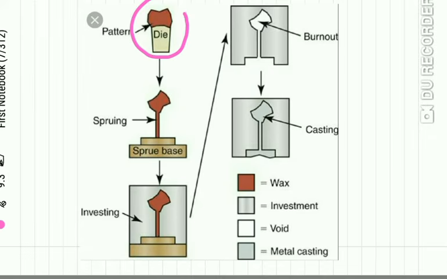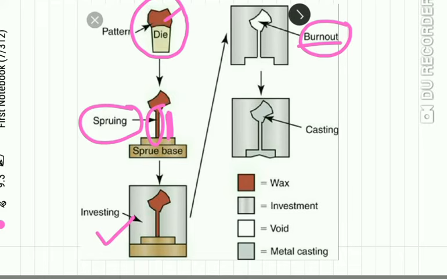Suppose this is a die with a prepared wax pattern on it, which is shown in red color. Now, this wax pattern is connected to a sprue. You can see a vertical line here, showing the sprue. This wax pattern along with the sprue is invested in the proper investment material. After that, a burnout is carried out. That is, all the wax present in the wax pattern and the sprue is burnt out.